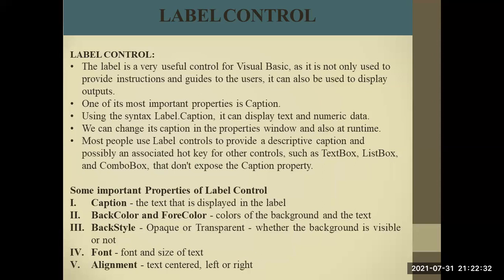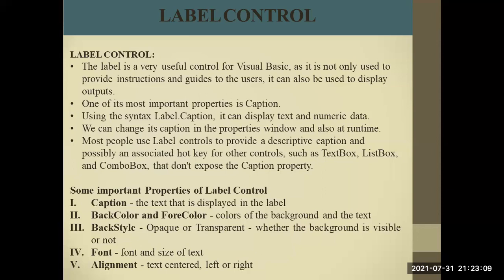Next is back color and foreground color. Sometimes they are also called background color and foreground color. Whenever you need to change either the background color or the foreground color, we will use this one. For the caption, it is the text that should be displayed in the label. You have to display the text in the label, and the text can be numeric data as well as text data. For the back color and fore color, the color of the background of the text or the foreground of the text can be changed here.